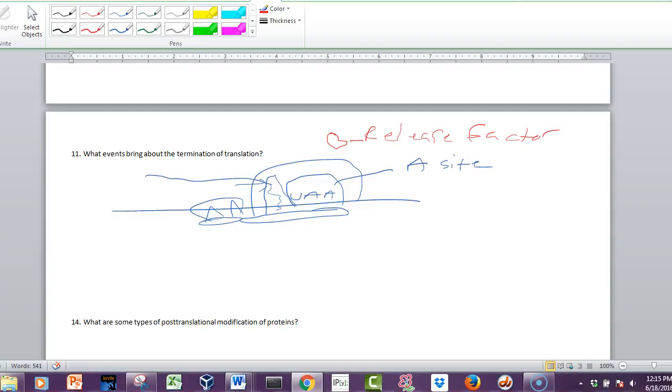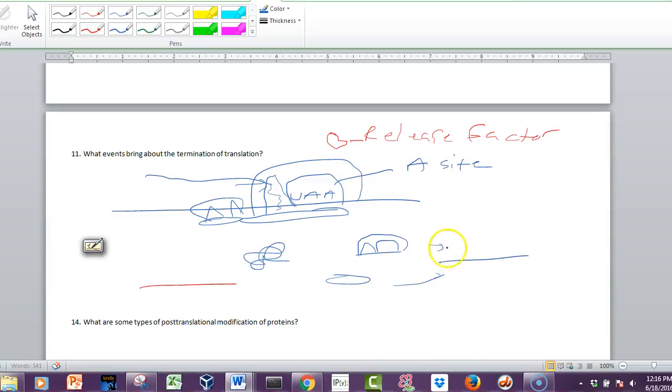There are several different release factors and GTP involved. I'm not worried about all those details. Just know that there's a release factor that binds into the ribosome, and then the whole thing falls apart. The RNA gets released, the protein gets released, and it'll eventually fold up. The ribosome lets go, and the small subunit and the large subunit can go find another RNA and start translating again.